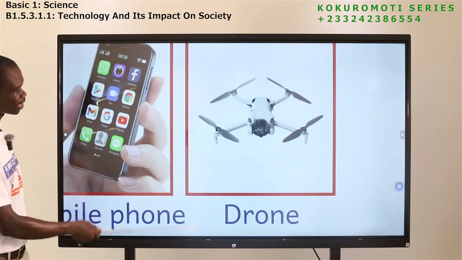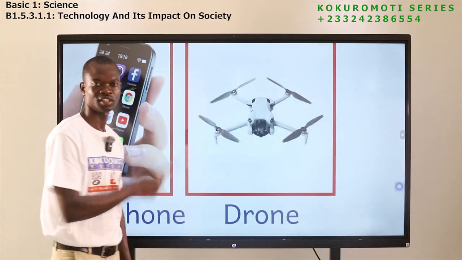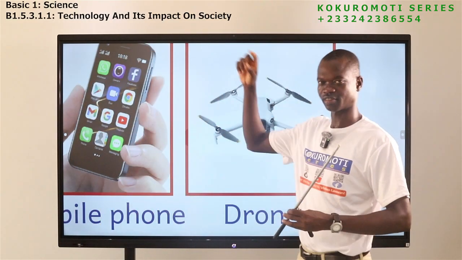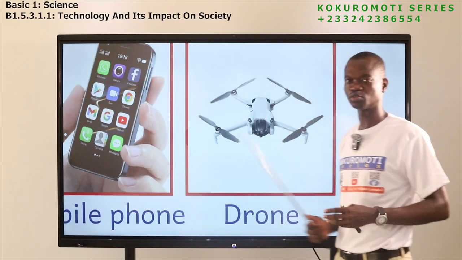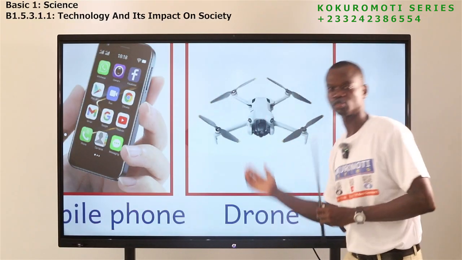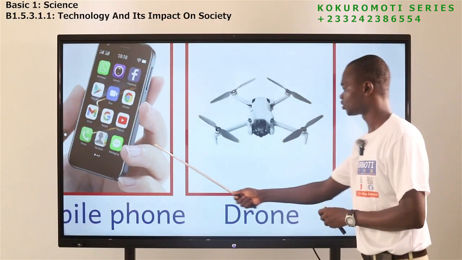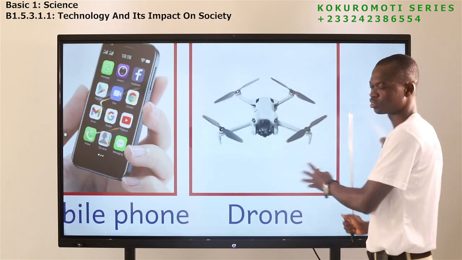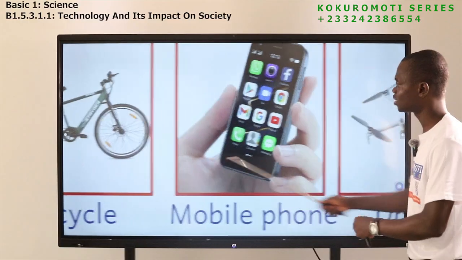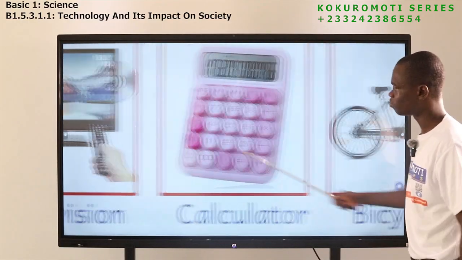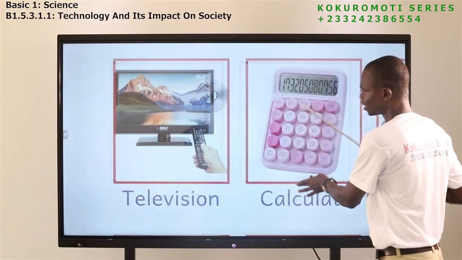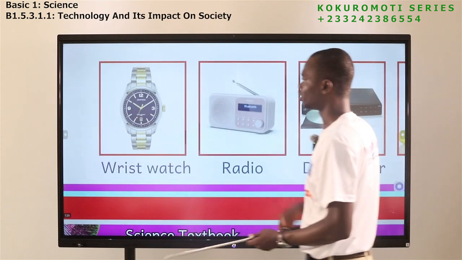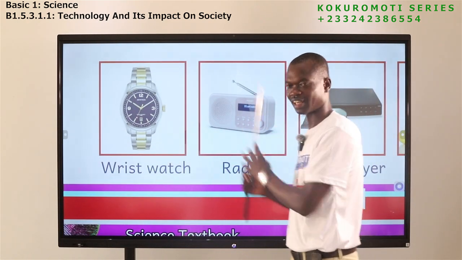Okay, now we have this is drone. It looks like an aeroplane. It flies in the air. It's able to move from one point to another point. Without technology, there is no way we'll be able to have this. So all these are things that were made because of technology. We apply the science knowledge to get these things.